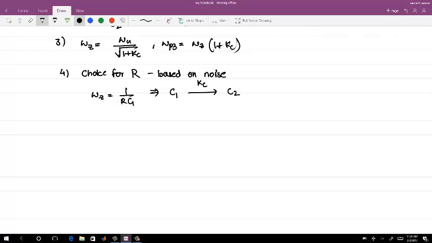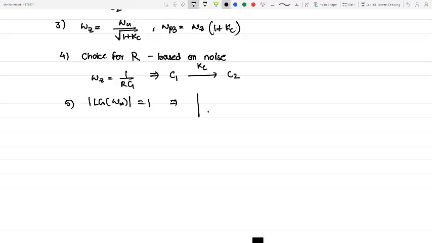Then the final one is ICP. For ICP, we know that the magnitude of the loop gain equals 1 at omega u. So the loop gain at omega u is equal to 1. And what is this? This is equal to, if I have... this is going full screen all the time. So, okay.